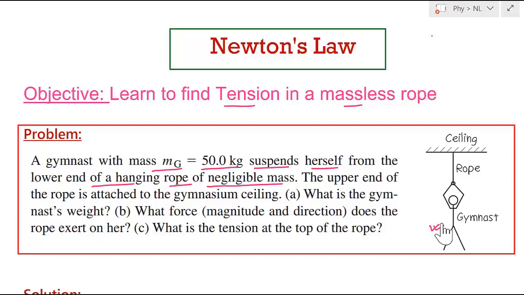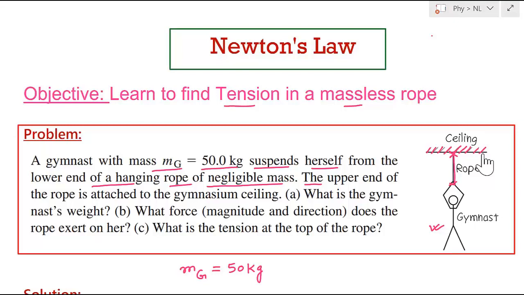So this is the gymnast and the mass of the gymnast is given. So mg is equal to 50 kg. Now she hangs using a rope. So this is the rope, this is the lower end of the rope and this is the top end of the rope. Furthermore, the question says the upper end of the rope is attached to the gymnasium ceiling. So the top end of this rope is attached to the ceiling. So this is the ceiling, that is the roof, and this holds the rope.